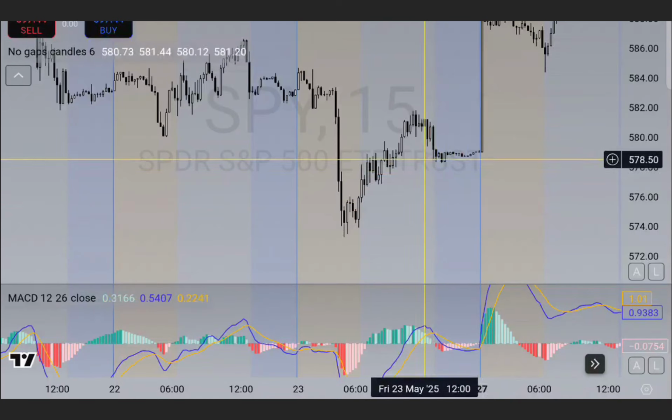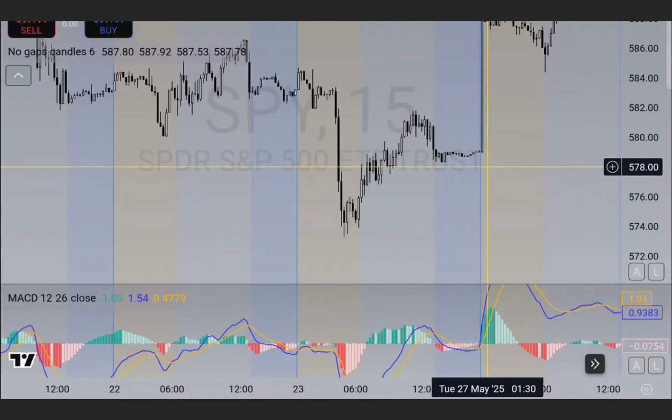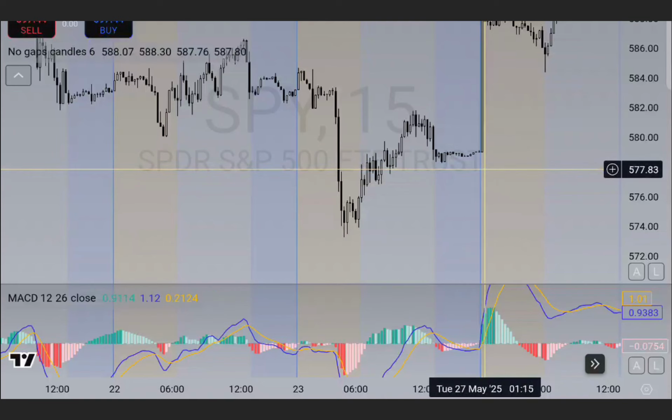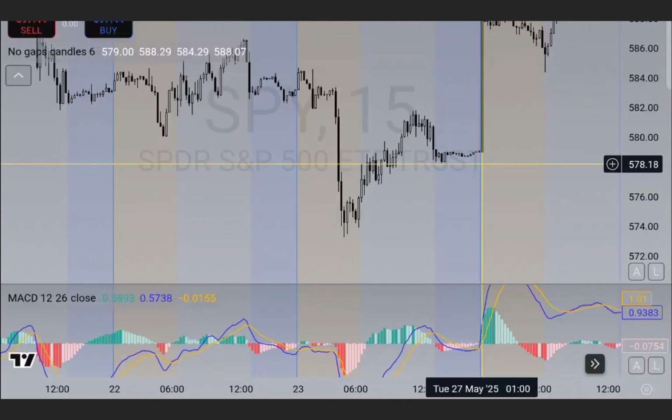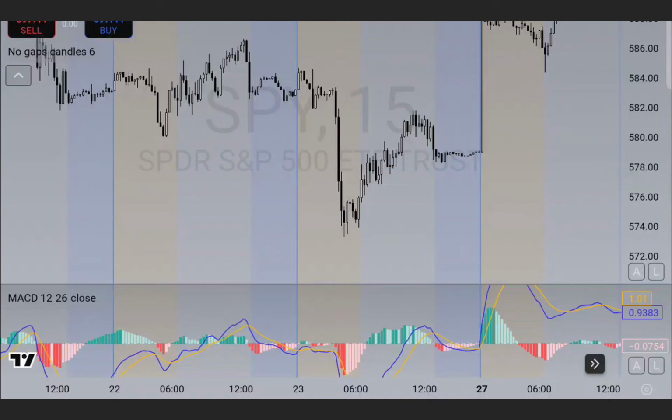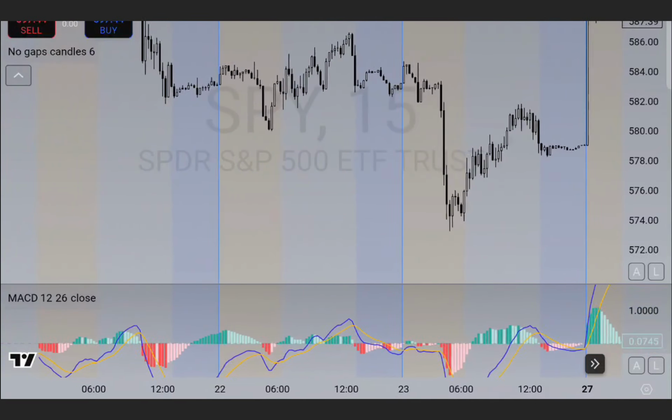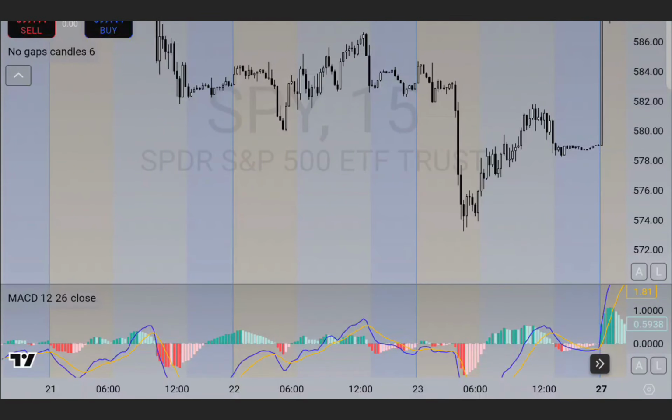However, if you enter the short position, you would make a loss because you would actually end up closing your position right on this candlestick, and that would be a very catastrophic loss. So this happens very often with MACD.